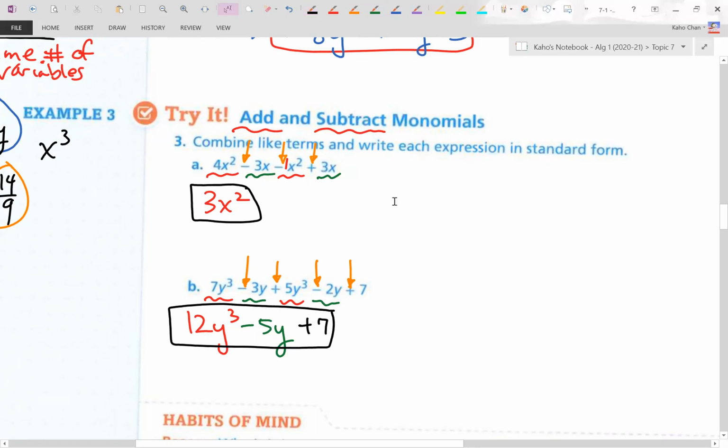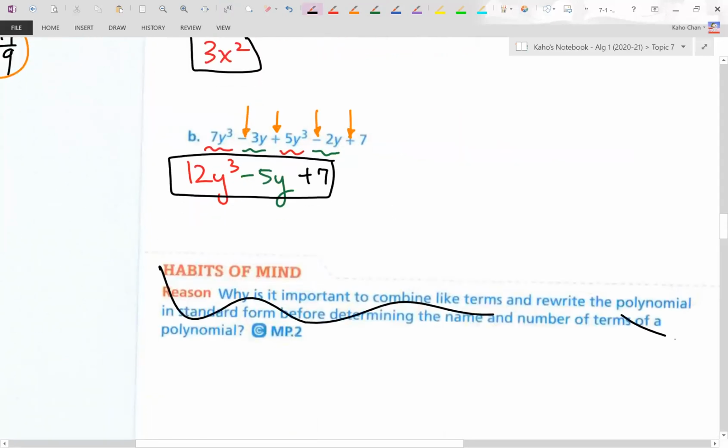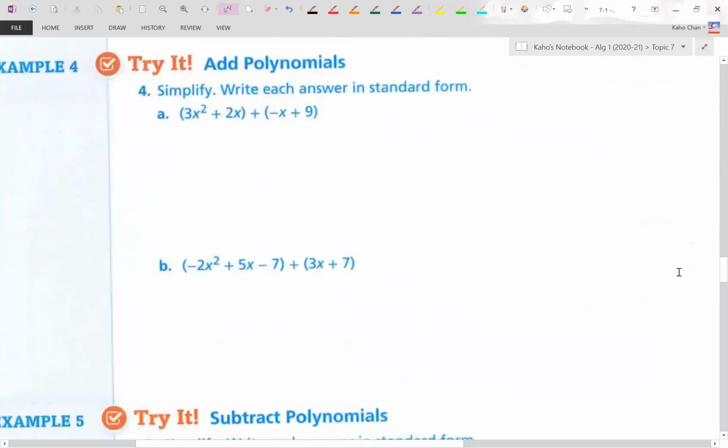I think we're ready for the next page. I'm going to skip the habits of mind there. Not too bad. This is swimmingly going fast. Number 4. Oh, we're just adding a bunch of polynomials together. When you're adding, you can just pretend the parentheses aren't even there. Okay, it's not a big deal.